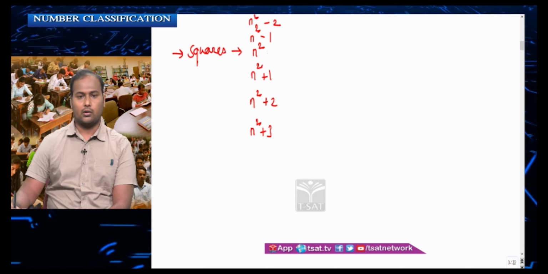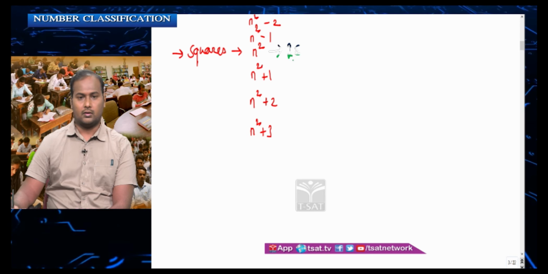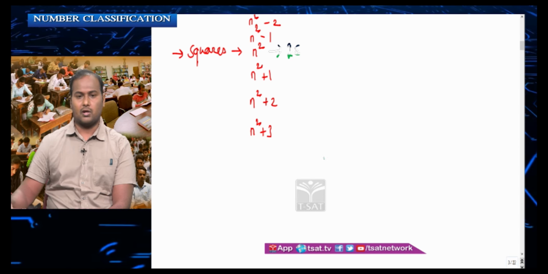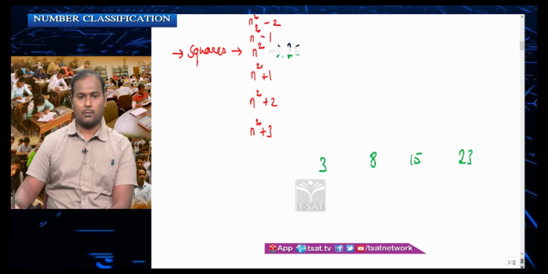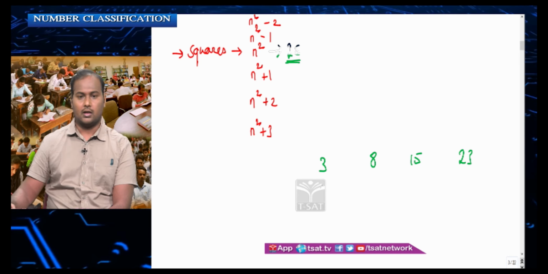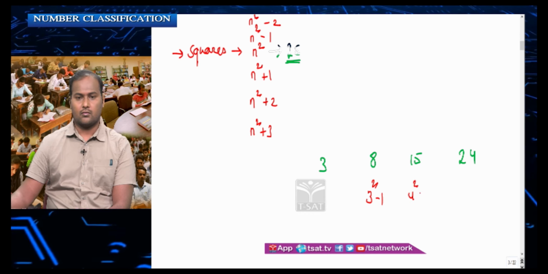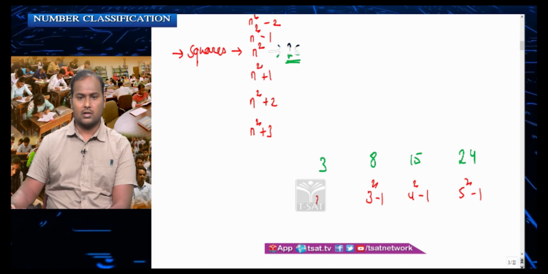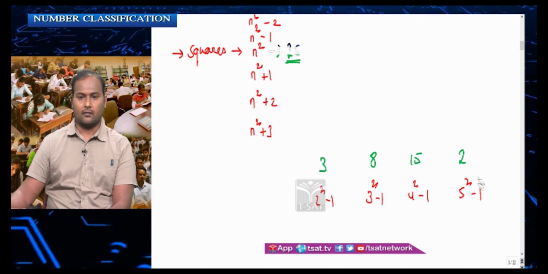One needs to know the squares up to 25 at least, then the values near squares also. For example, the question may appear like this. How will you classify it? The moment you see this, after remembering the values of n square and the values near n square, directly I can say 3 square minus 1, this will be 4 square minus 1, this is 5 square minus 1. Here you can also write 2 square minus 1. Here I give common ones, but generally one will be different.